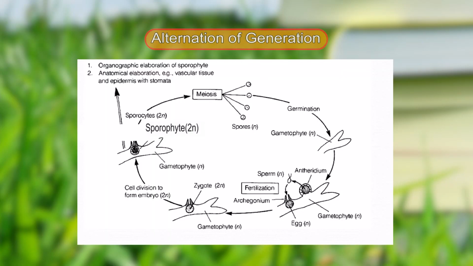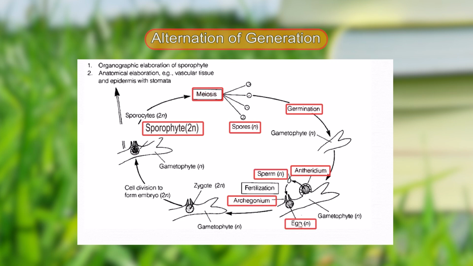Here we see the various steps that are followed in the alternation of generation. We will be talking about this with the help of this picture. First one is a sporophyte, which is a 2N phase or a diploid phase. This sporophyte is undergoing meiosis, and after meiosis it is producing spores. The spores produced are haploid. The spores are now germinating and they are forming the antheridium and the archegonium. The antheridium is then forming the sperms and the archegonium is forming the egg.